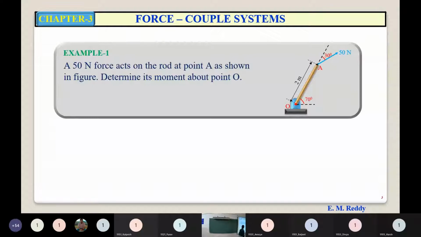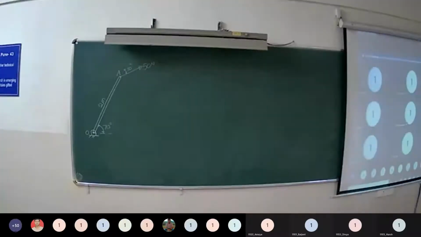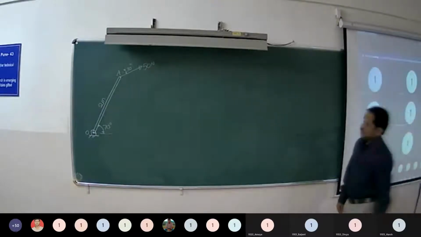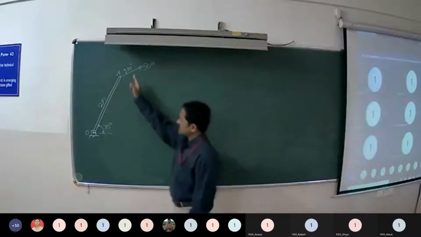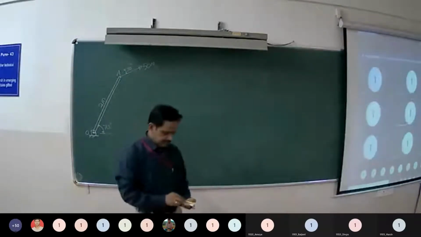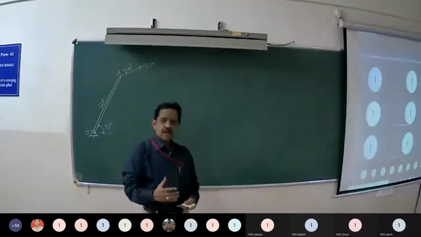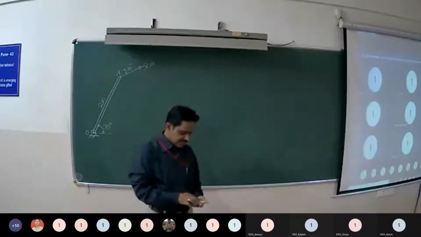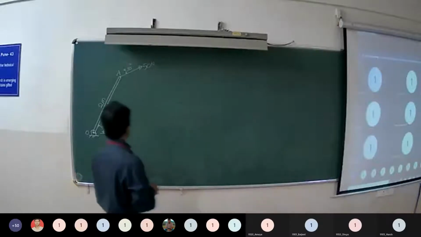A 50 Newton force acts on the rod at point A as shown in the figure. Determine its moment about point O. Here we can find the moment of a force about a point by three different methods. You can use any method of your choice as per convenience.